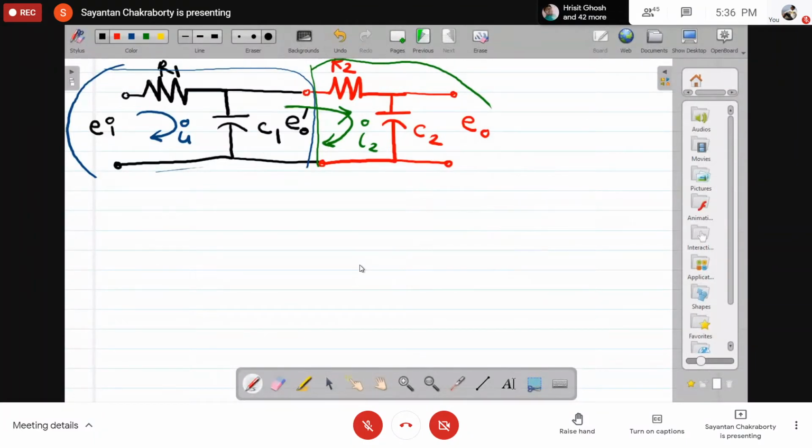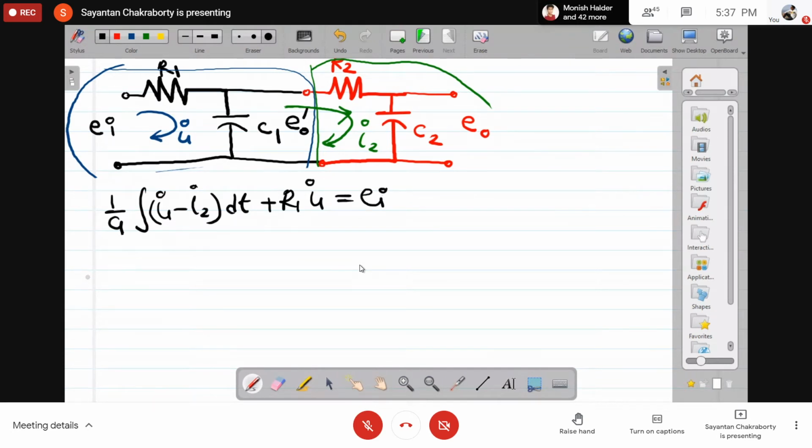So what will be the equations for I1? What will be the equation? It will be like 1 by C1 integration of (I1 minus I2) dt plus R1 I1 is equal to EI.